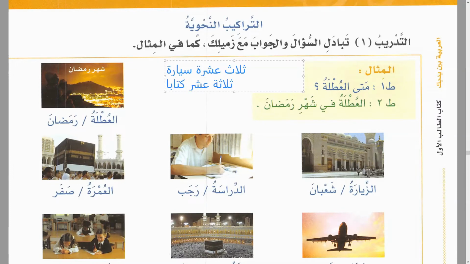Kitaban, not kutuban, kitaban. Kutub will only be used from 3 to 10. The plurals will be singular mansub.